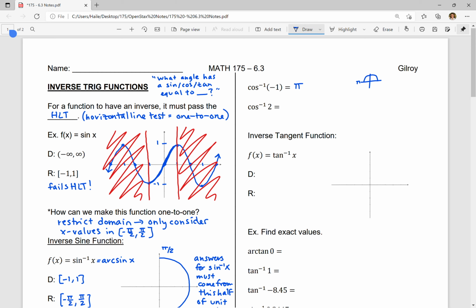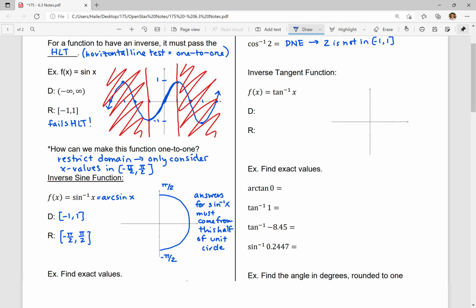And then finally, we have the cosine inverse of 2. This one turns out exactly like the sine inverse of 2. The problem is 2 is not in that interval from -1 to 1, so we can't plug it in to begin with. So for this one, we don't have an answer, so the answer does not exist. And the reason is that 2 is not in -1 to 1. Okay, so that's a little bit about cosine inverse.